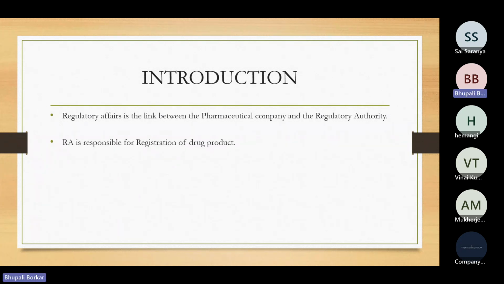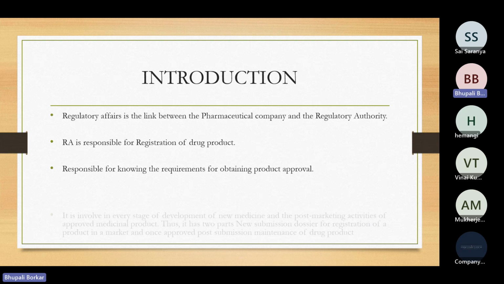Now, RA is responsible for registration of drug product, responsible for knowing the requirements for obtaining a product approval. If we want to get approval of a particular product in a particular region, then we should know what the requirements are to get a product registered in that particular market.